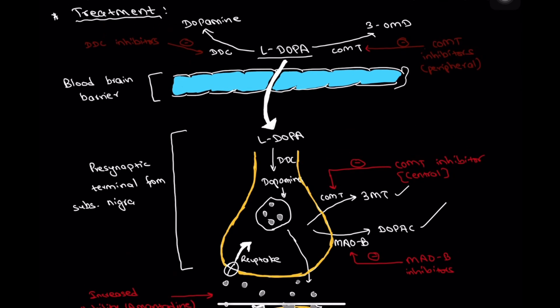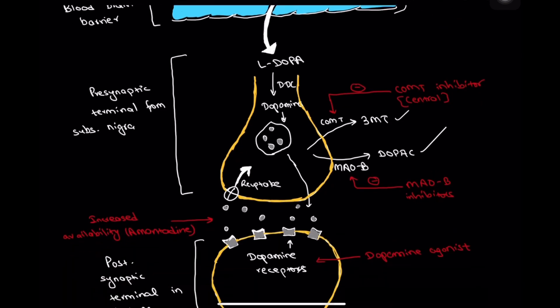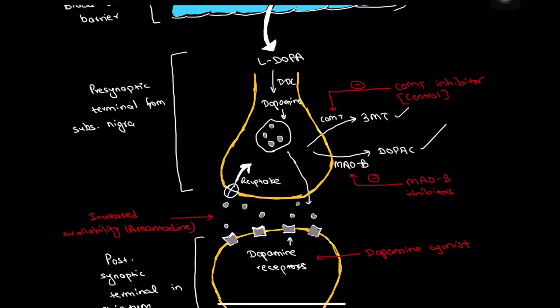In case of Parkinsonism, our main goal is to increase the level of dopamine. So we will be increasing the availability of dopamine and we will minimize its degradation. So peripherally we will give DOPA decarboxylase inhibitor so that this L-DOPA level will be increased. Likewise, we will give COMT inhibitors peripherally and centrally. And we can give MAO-B inhibitors so that it is not converted to DOPAC. We can give dopamine agonist, and we can also give amantadine, which will increase the availability of dopamine. So let's discuss these drugs one by one.